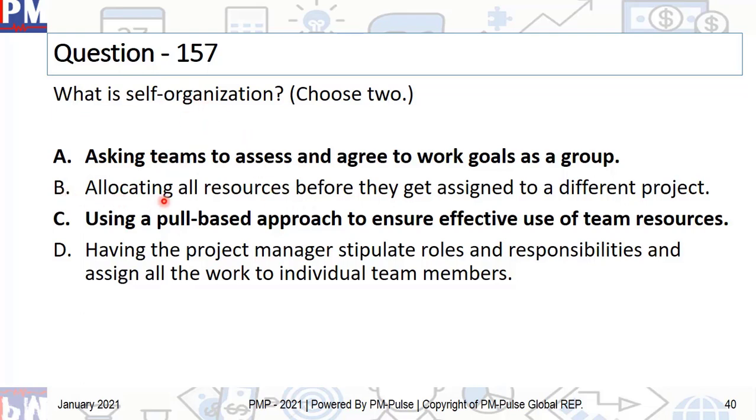So if you look at A and C, they are the best to define what is self-organization. But if you look at B, allocating all resources before they get assigned to a different project, no, that's not exactly what it is. And then D, having the project manager stipulate roles and responsibilities, that is precisely what is not done in self-organizing, right? So that's basically A and C.